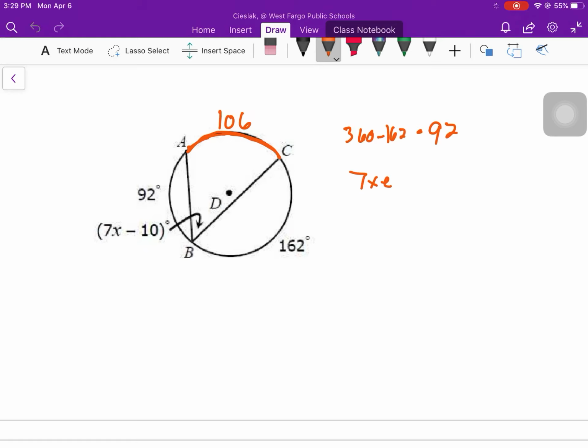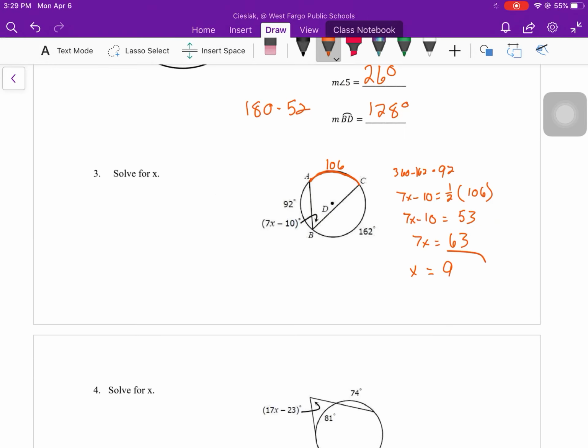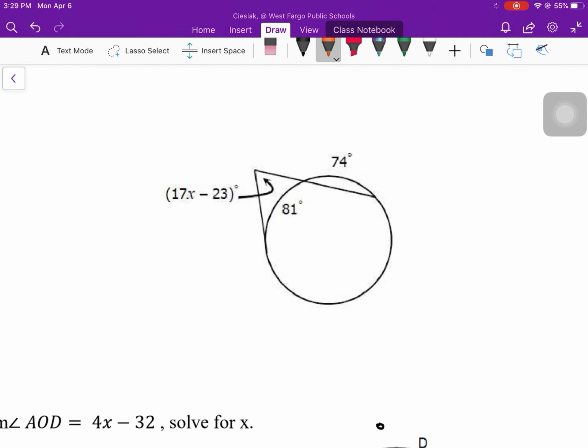So I can say that 7x minus 10, why did I write E? 7x minus 10 has to be equal to 1/2 times whatever that angle is, 106. That gives me 7x minus 10 is equal to 53. 7x is equal to 63. And we end up with x is equal to 9. And we just had to find x, so we are done there. Okay, so that was an inscribed angle.